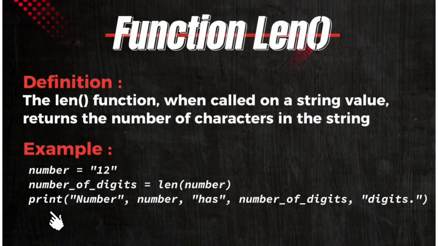The print function outputs the specified message to the console. Here we have "Number", a string literal that is displayed as it is. Number, the value of the variable number, which is 12, is displayed. "Has" is another string literal. len(number), the value of this expression is 2, so 2 is displayed. "Digits" is a final string literal. The print function automatically separates each argument with a space by default. Therefore, the output is: Number 12 has 2 digits.